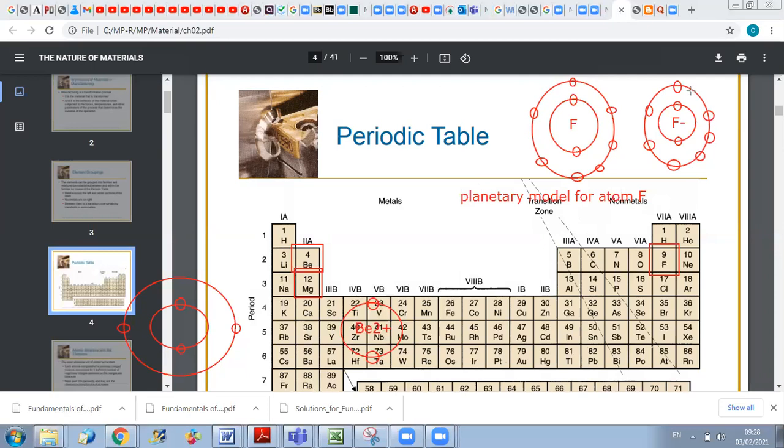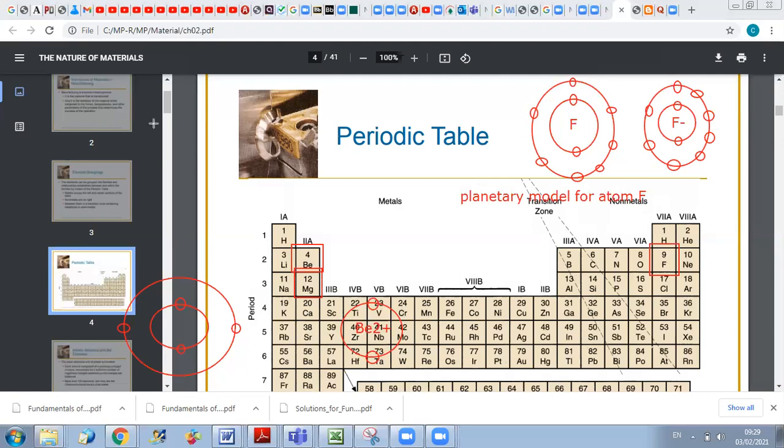In this case, the ion will have a full set and it will be stable, and it can connect. F minus can connect with another ion of opposing charge. So if you have F minus and Na plus, the opposing charges will attract each other, forming an ionic compound.